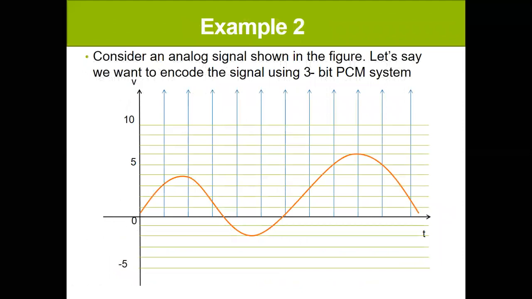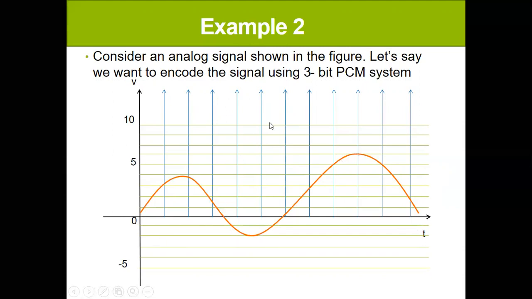So let us see one example. Suppose one information signal, analog signal, is given like this. The arrows here are showing the samples taken. Okay, this is the sampling point. Sampling interval is from here to here, here to here, here to here. Now, what is the maximum value of the signal? We can see here 5 volt, whereas the minimum is -1, -2.